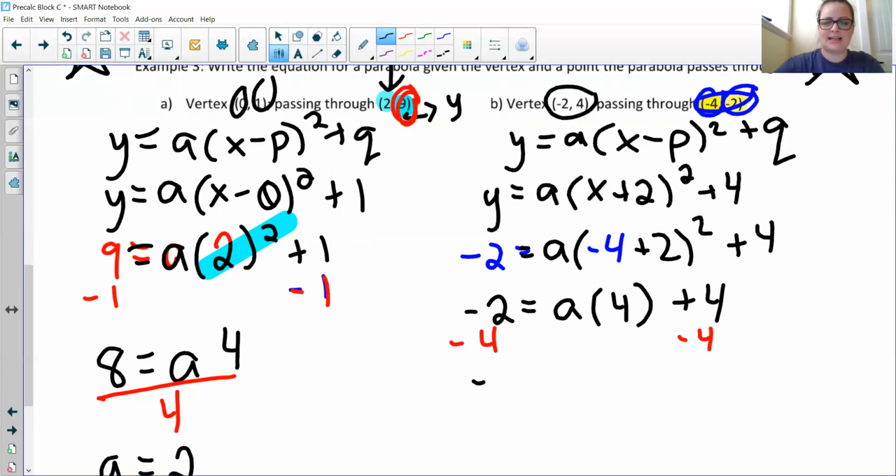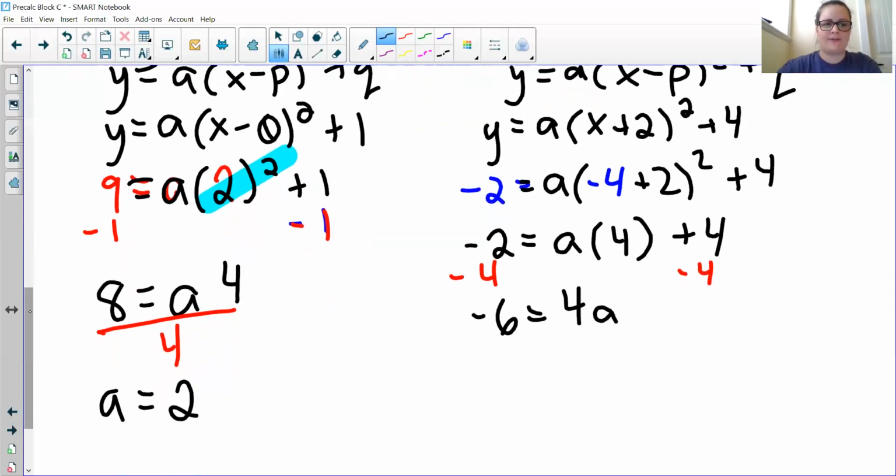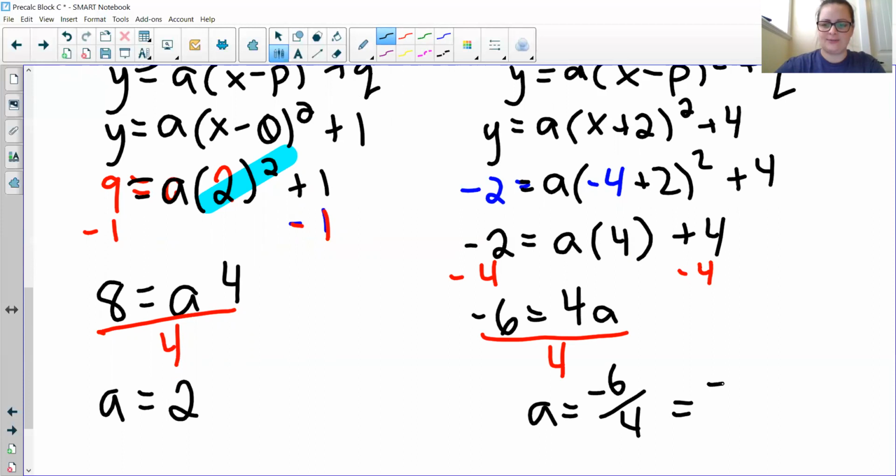We're going to get negative 6 equals, and I'm going to switch the 4 and the a around because best practice is always to write your number first as the coefficient. Just helps avoid other problems. And now I have negative 6 equals 4a. I'm going to divide both sides by 4. And I'm going to get a equals negative 6 over 4, which is the same thing as negative 3 over 2.